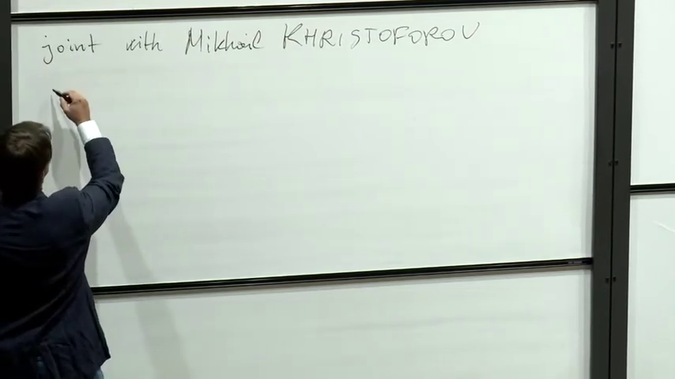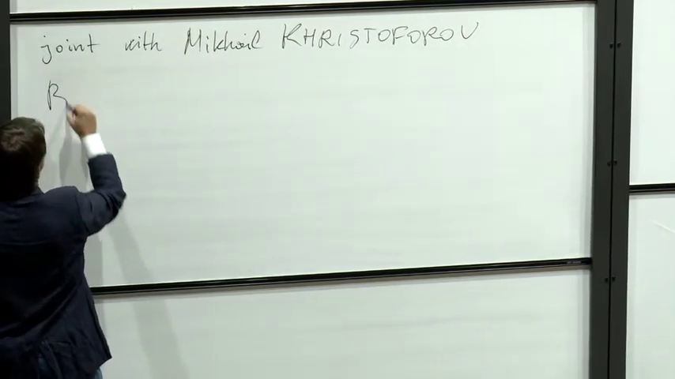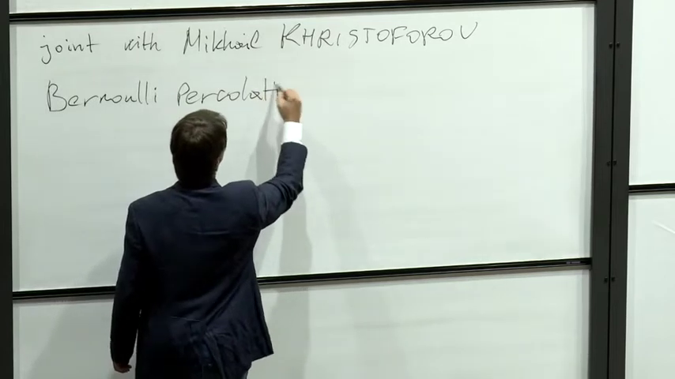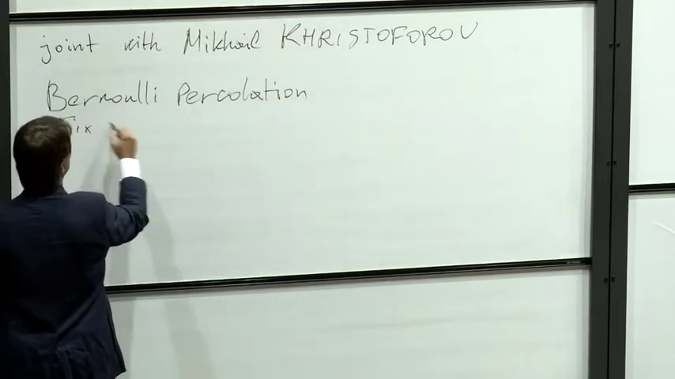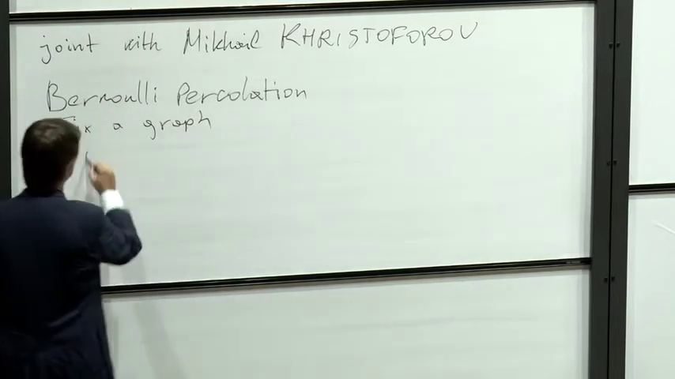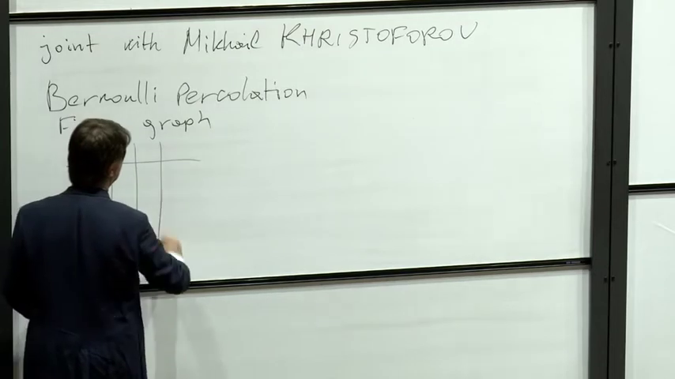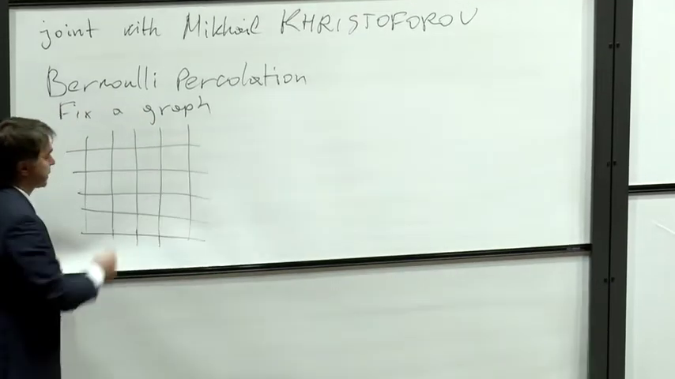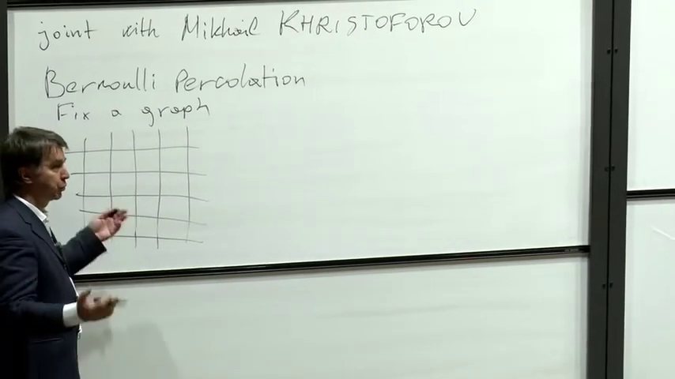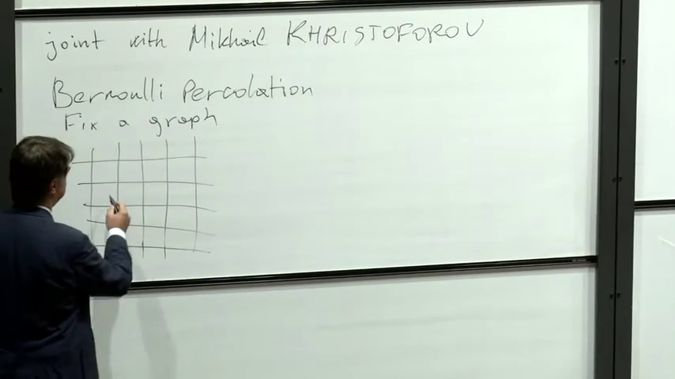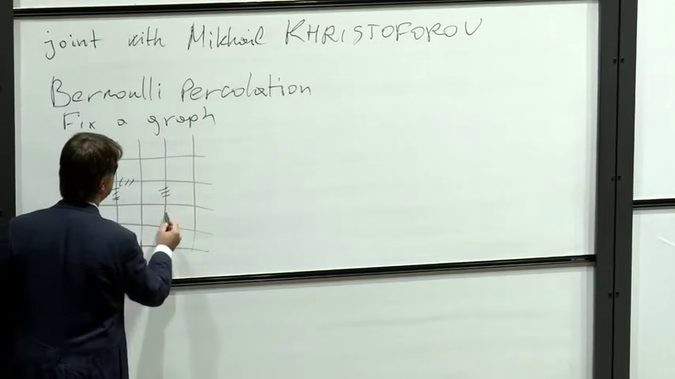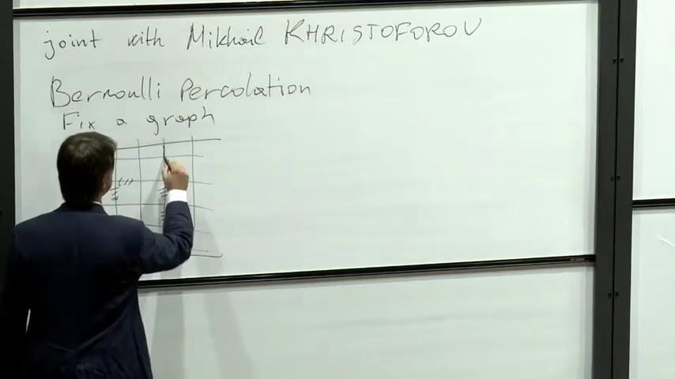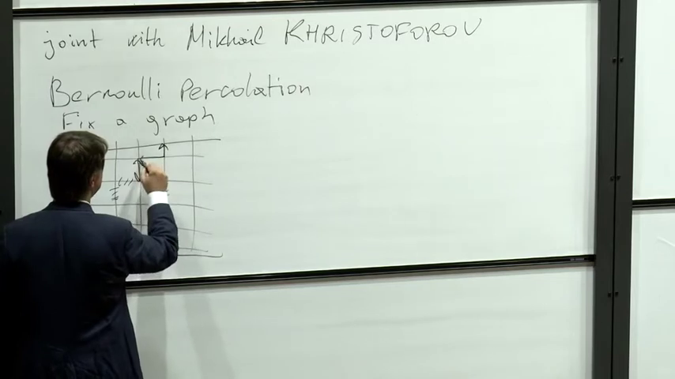What I say is a simplified version of percolation. It's called Bernoulli percolation. Let's fix a graph. For example, it can be a piece of a square lattice. You think that this is a map of a city. And for example, some of the streets are closed due to, I don't know, some repair work. Let's say these streets are closed. And then you're asking whether one can drive, say, from the northern boundary to the south. So is there a way, avoiding the closed streets, which goes through?